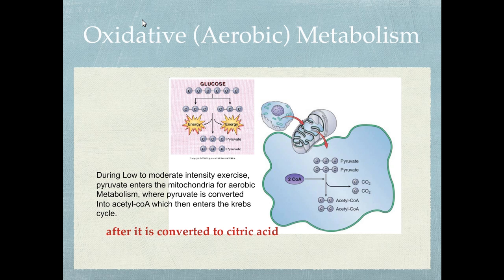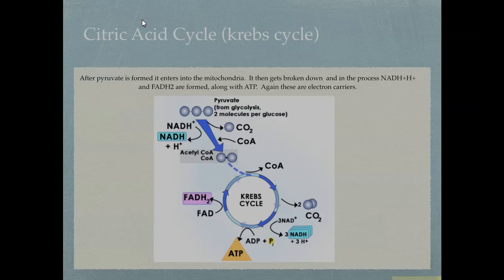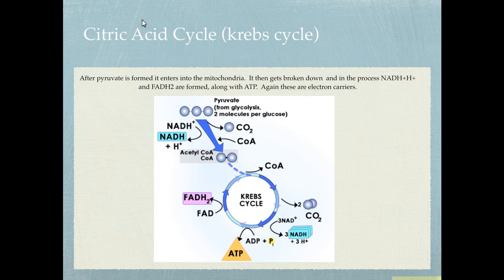Okay, so let's take a look at what this looks like. Okay, we have pyruvate, and we form 2 pyruvates per glycolysis, right? Pyruvate gets converted to acetyl-CoA, and that gets converted into citric acid, right? So you start with citric acid, and essentially that gets catabolized or broken down. During that process, you form NADHs, you form FADHs, and you form ATP.